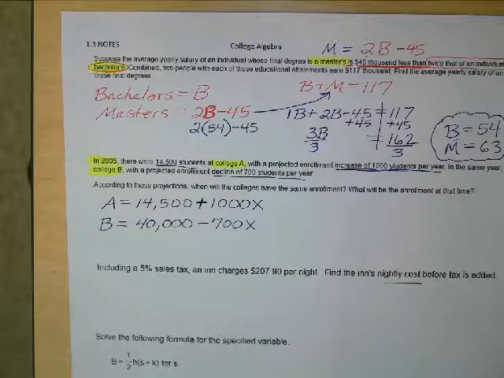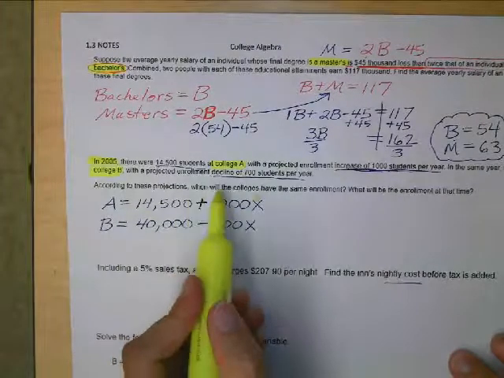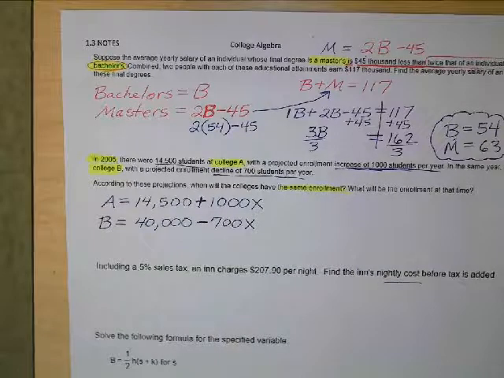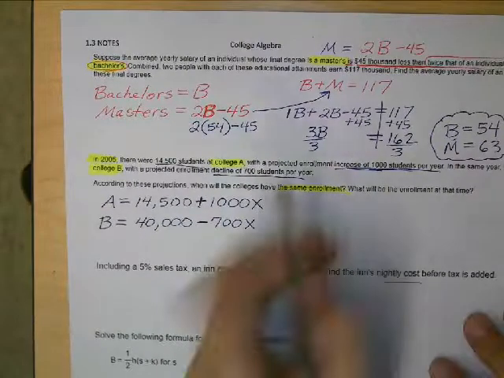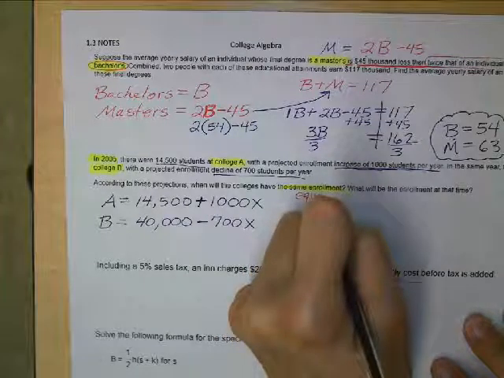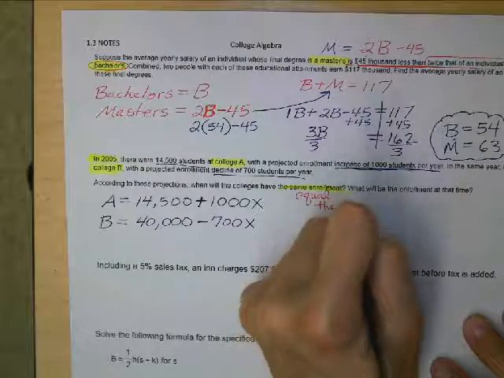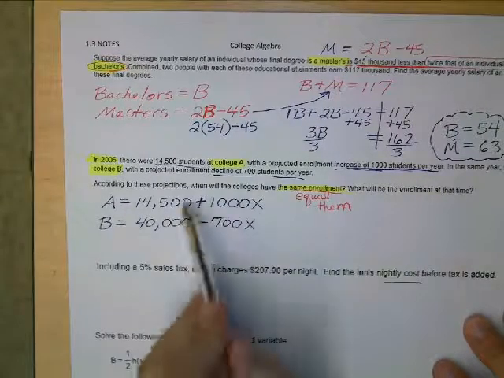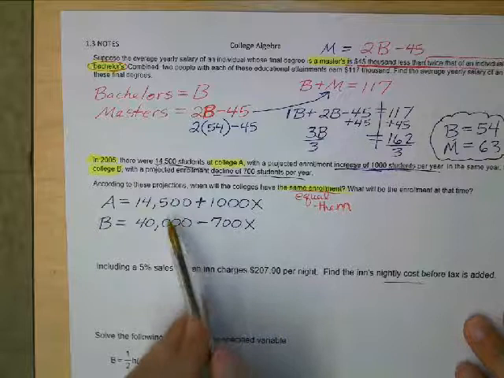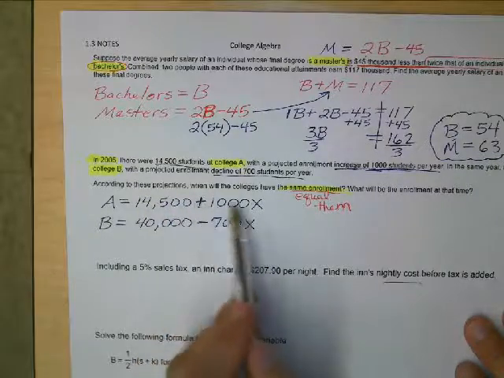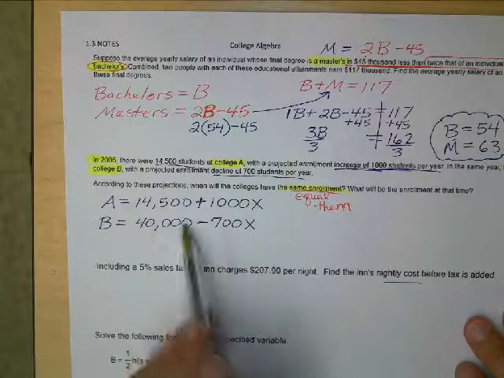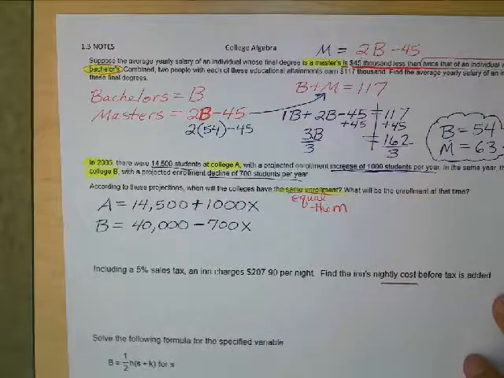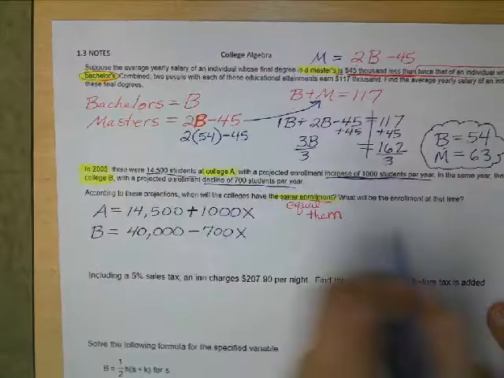Okay, now the thing about this problem is we just read what they want you to find. According to these projections, when will the colleges have the same enrollment? What does the same mean? Equal them. They want to know when they're going to be the same, so equal these to each other. That's what you want to do. You want to equal this 14,500 plus 1,000x equals 40,000 minus 700x. So look for problems like that. If it says the same, you're equaling something.